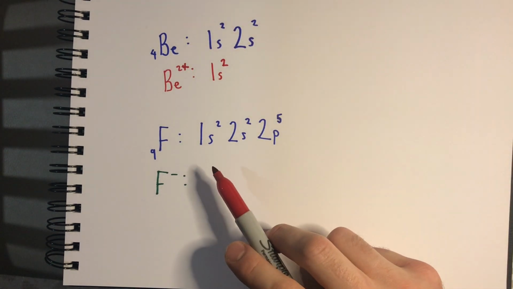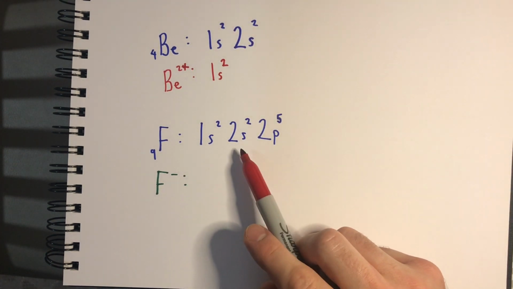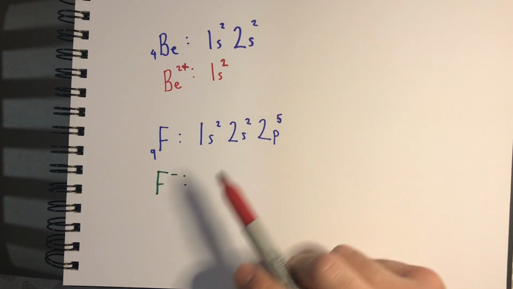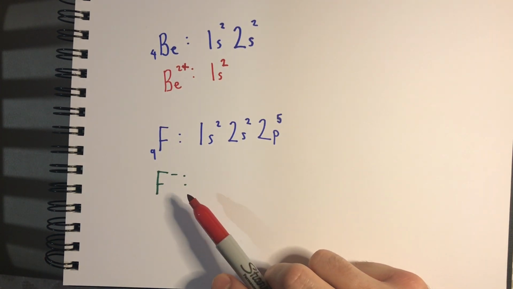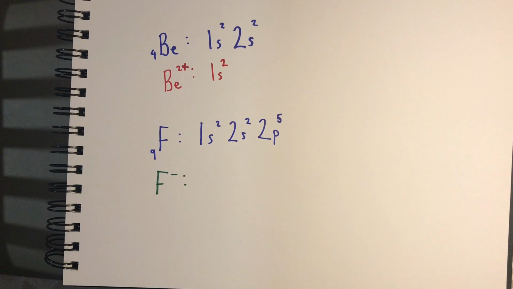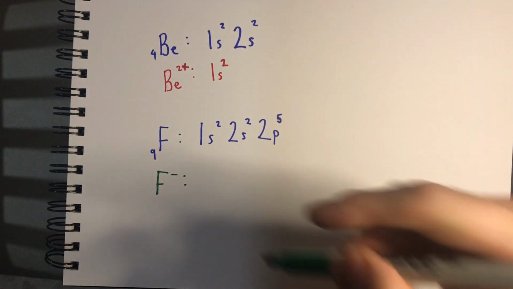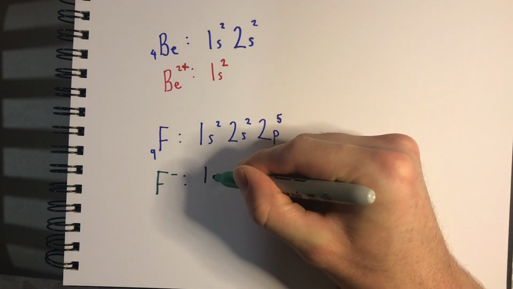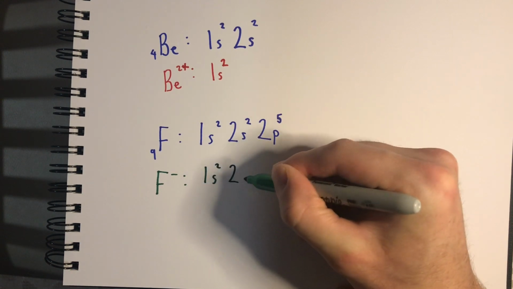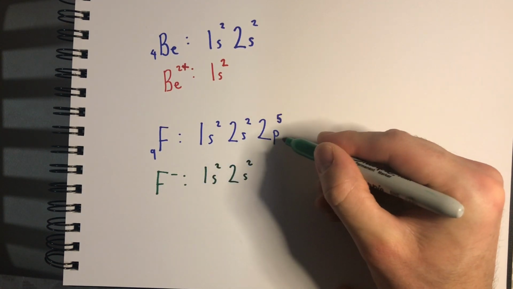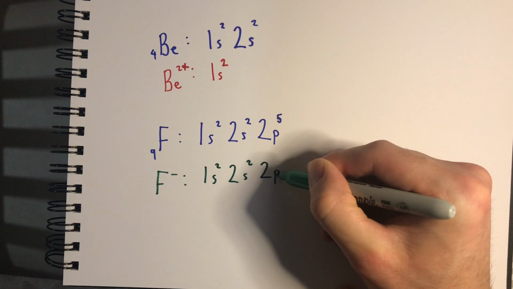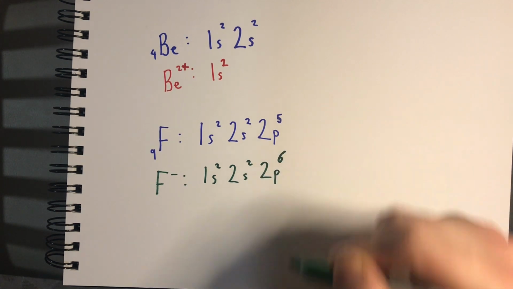For this example, fluorine, normally it's 1s2, 2s2, 2p5, but for the fluoride ion, it has now gained 1 electron. So we're going to add an electron into our structure. It's going to be 1s2, 2s2, and instead of 2p5, it's going to be 2p6.